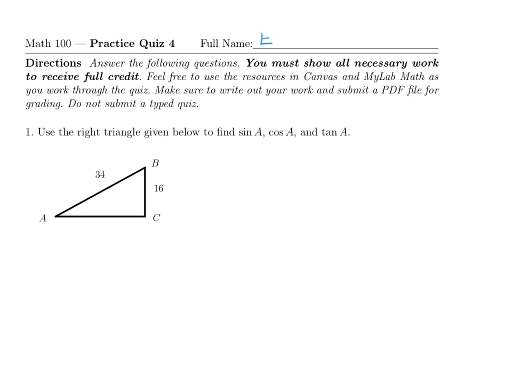Let's go over a couple of practice problems for quiz 4. Starting with question 1, we're told we have triangle ABC and it's a right triangle, so I'll put in that this is the right 90-degree angle. Can we use this triangle to find sine of A, cosine of A, and tangent of A?